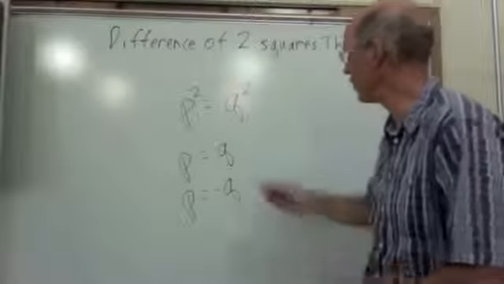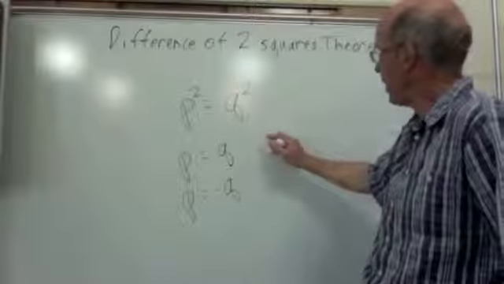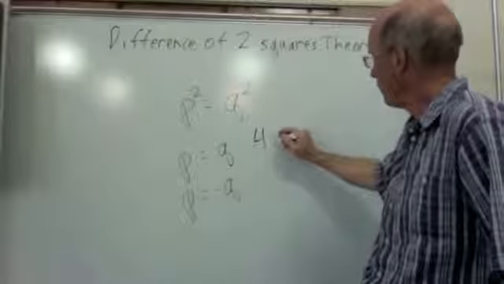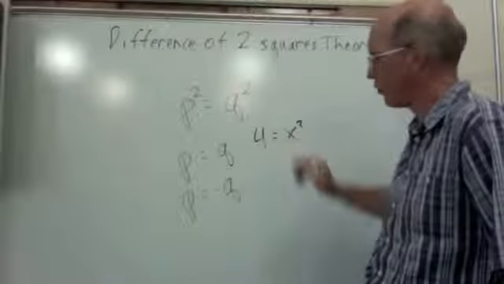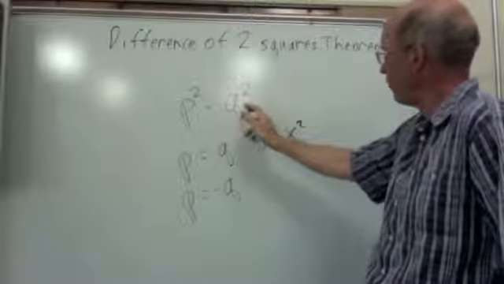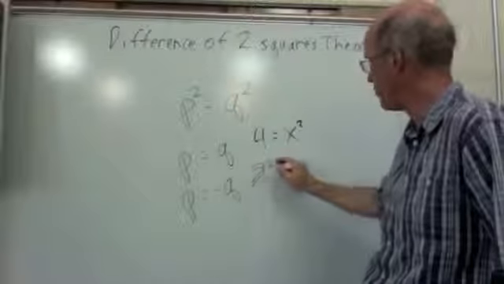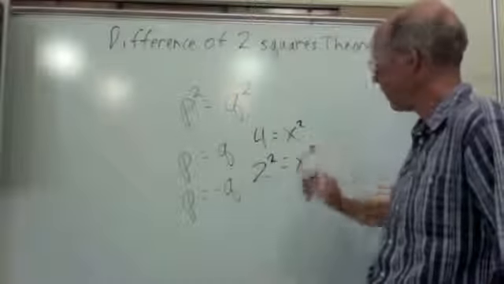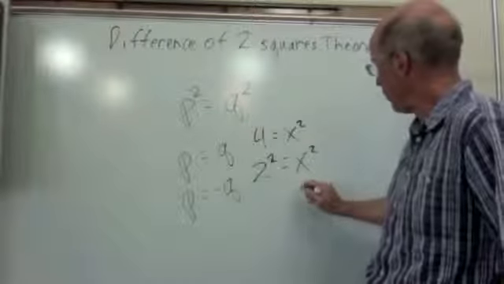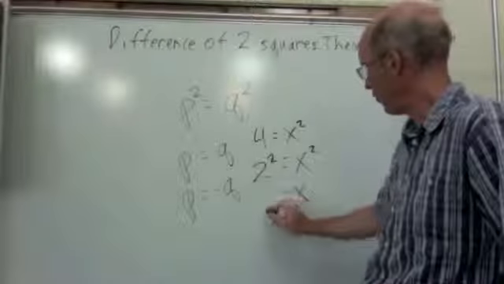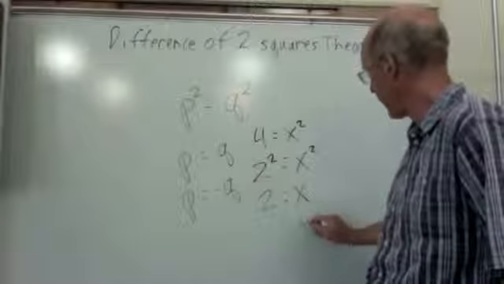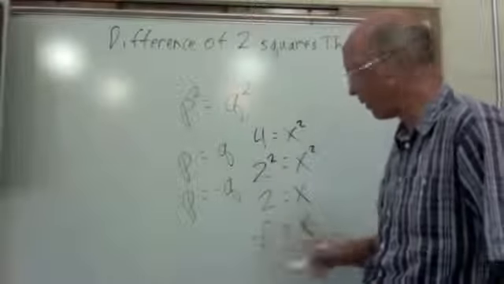Let's do a real life example here. Let's say that we have 4 equals x squared. So this is in this format. If I wanted to rewrite it, I could write 2 squared equals x squared, right? Well, then you know that x equals either 2, or if you stop and think about it, there's also another possible answer. x could equal negative 2, or the opposite of 2.